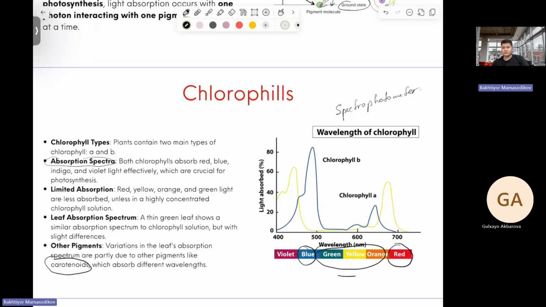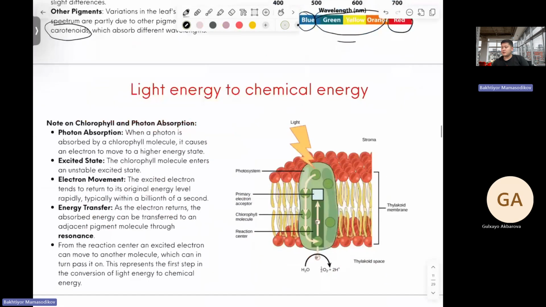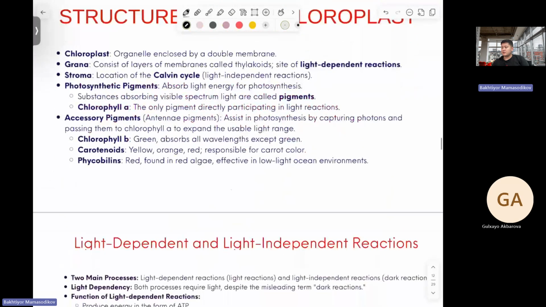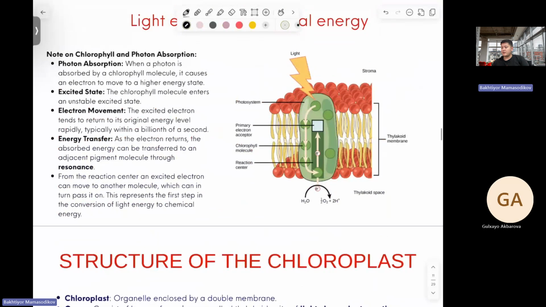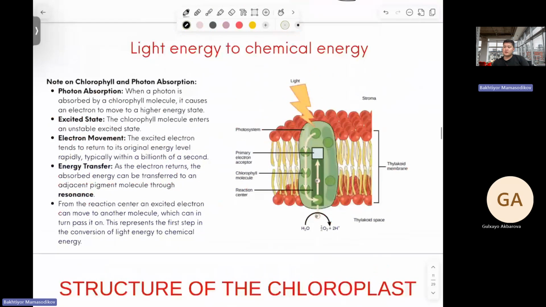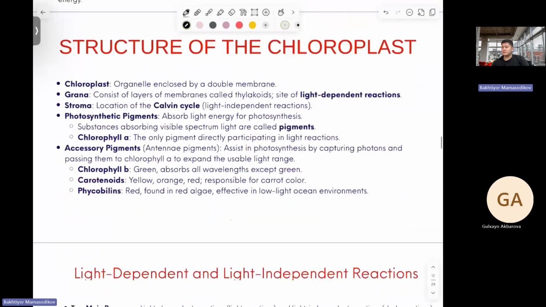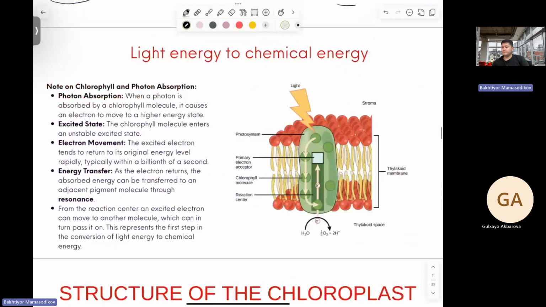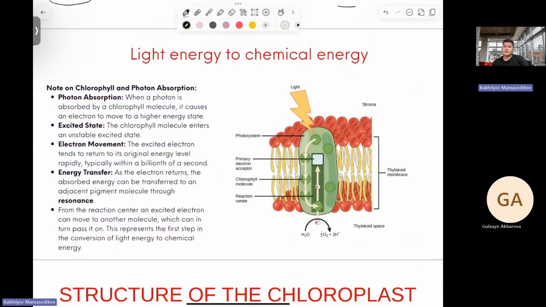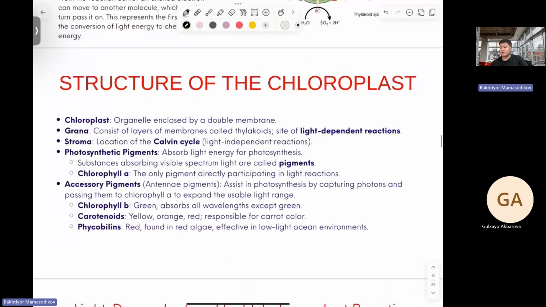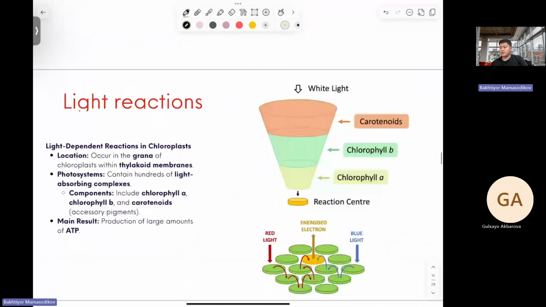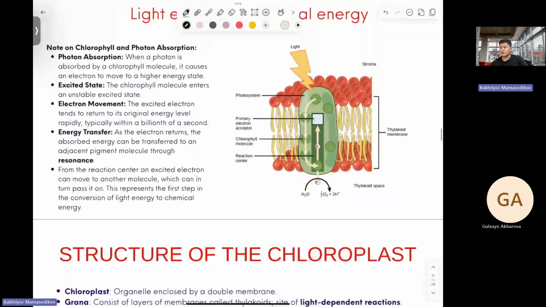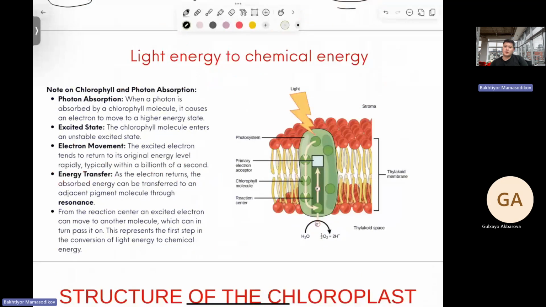So, light energy to chemical energy, the Calvin cycle. After that, we will start to learn the light-dependent and light-independent reactions. So let's talk about them.